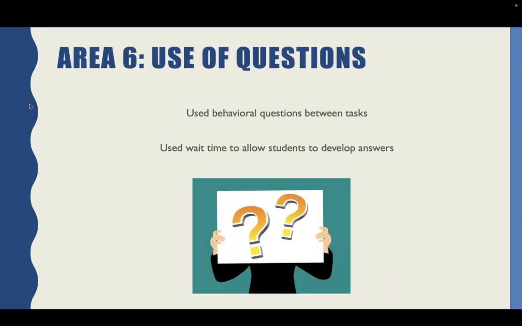Area 6, use of questions. I found that in this lesson, I asked a lot of behavioral questions between tasks, and this kind of helped with my transitioning and to ensure that equipment was where it was supposed to be so that students had the appropriate equipment prepared for each round. And then I also focused in on using a lot of wait time to allow students to develop their answers. Since we're using 2 different throwing patterns, it was really important that students thought about the correct cues before shouting out or trying to answer the question.